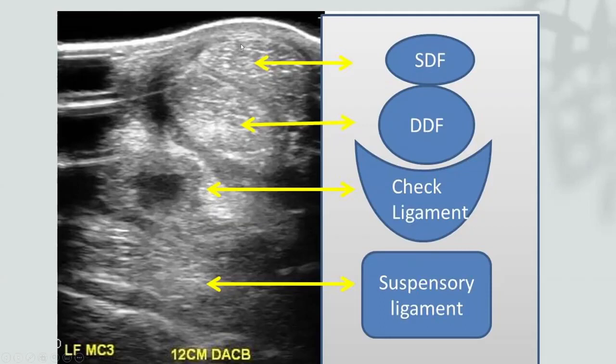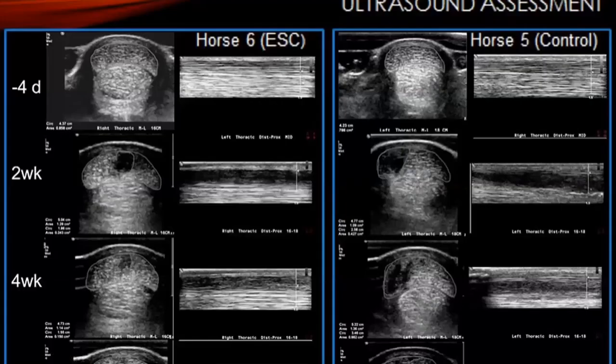And then in the middle, you're going to have your superficial digital flexor tendon closest to the skin, your deep digital flexor tendon deep to that. You're going to have your check ligament that tethers that tendon in, and then your suspensory ligament here hiding right behind your cannon bone.